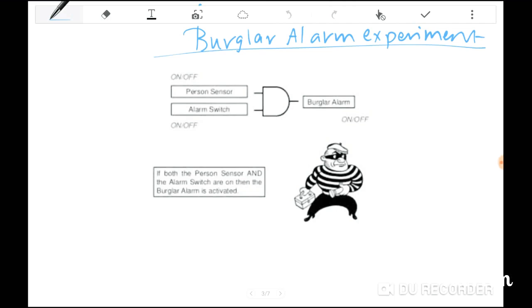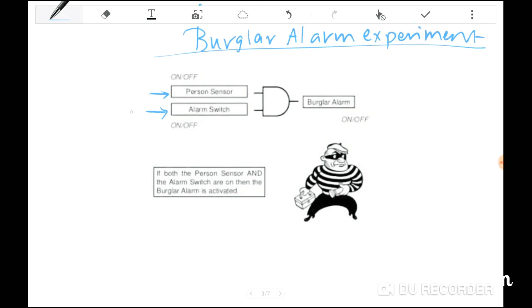This type of system is being used in our day-to-day life, as you can see. So, let's start. Here you can see one sensor that is a person sensor, and another sensor that is an alarm switch. There are many types of person sensors available in the market. Some of them would be the PIR sensor, a microwave sensor, an ultrasonic sensor, a video camera software, or a gesture detector. It can be any kind of thing here.